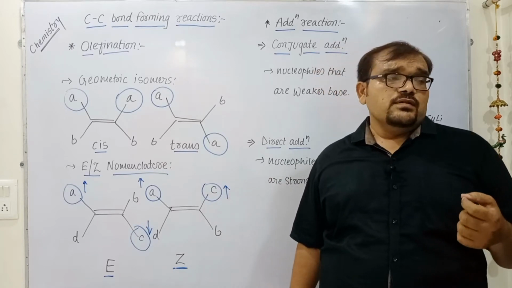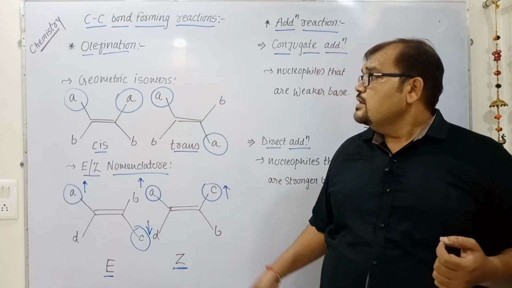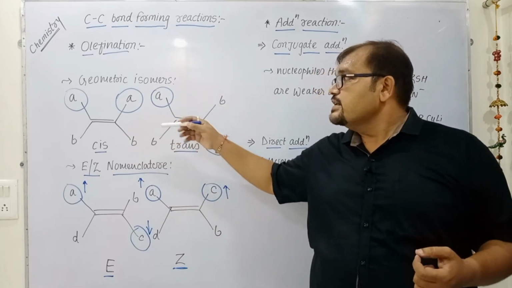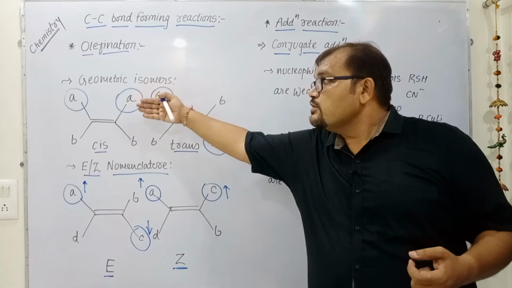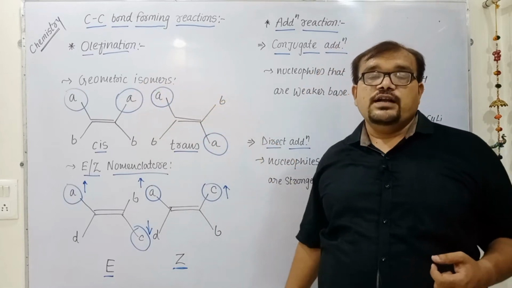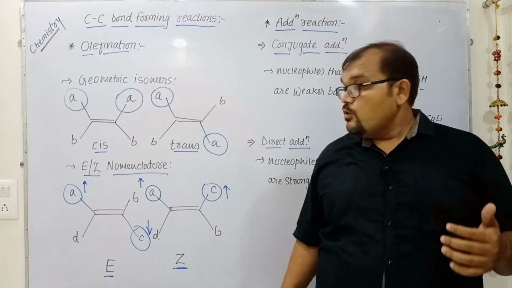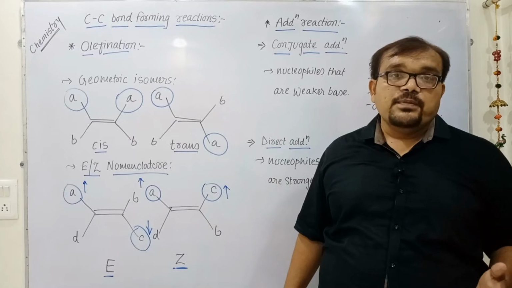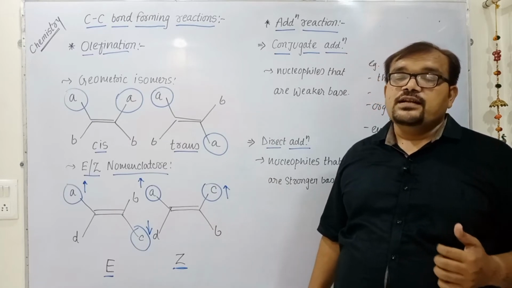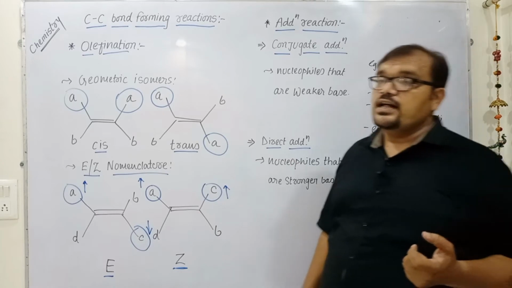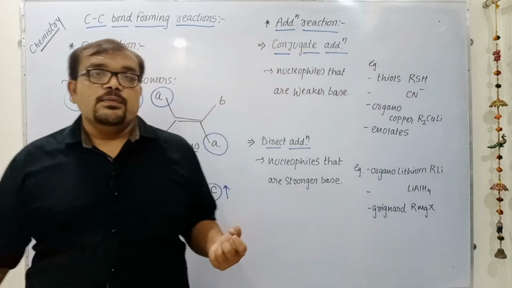Very simple thing: in the case of cis and trans, there is a requirement of the same groups either on the same side or on opposite sides of the double bond. But if all 3 or 4 groups are different, then we cannot apply cis trans nomenclature. In such a case, we have to carry out nomenclature with the help of EZ nomenclature.